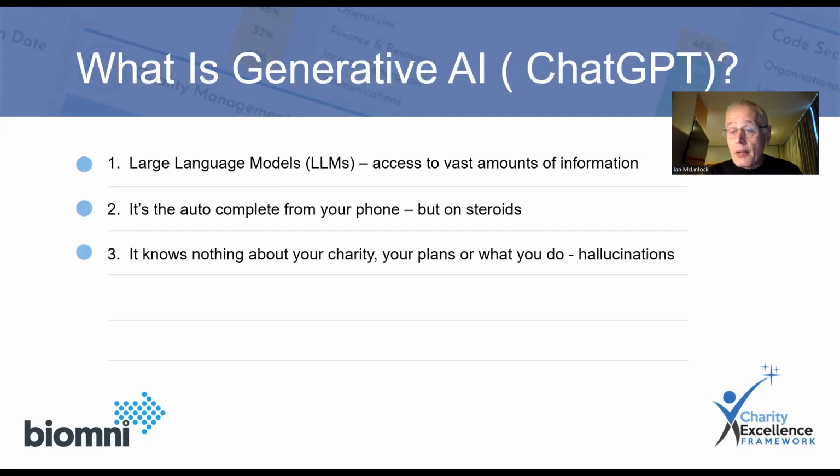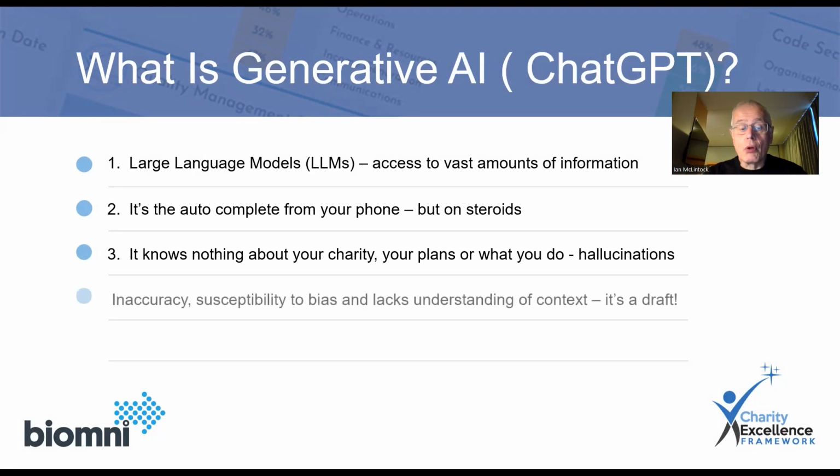And it knows nothing about your charity unless you tell it who you are, what you do. So if you ask it to do something and it needs that information and you don't give it, it tries to help you by getting the best it can, and it makes it up. Hallucinations, that's where it comes from. So those are the three things. It knows everything out there. It's basically auto-completing, and it knows nothing about you. Keep that in mind, and you will not go far wrong.